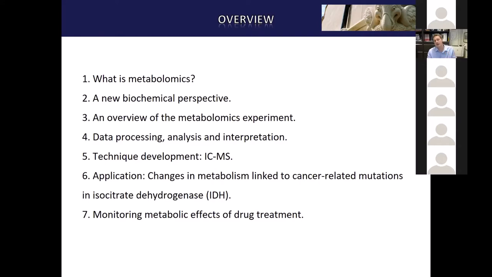That was the background, the first half of the talk. In the second part, I want to take you step by step through some experiments we've done recently, and how we've used metabolomics to understand metabolic processes linked to cancer metabolism, to mutations in isocitrate dehydrogenase, where cancer cells carry a mutation in that enzyme. It's quite common in a number of different cancers, including brain tumours, and we want to understand what the impact of these mutations on metabolism is.